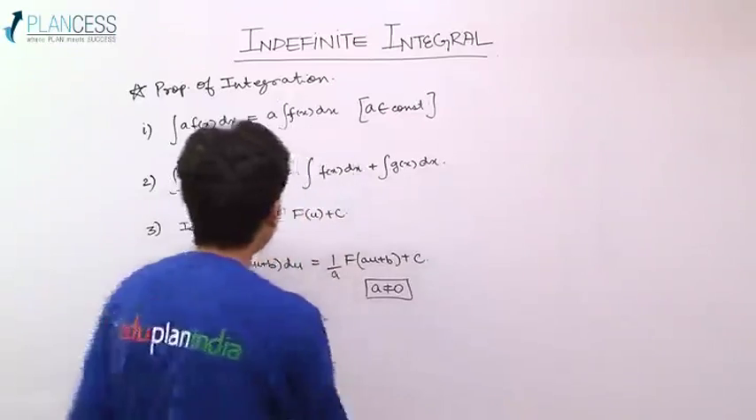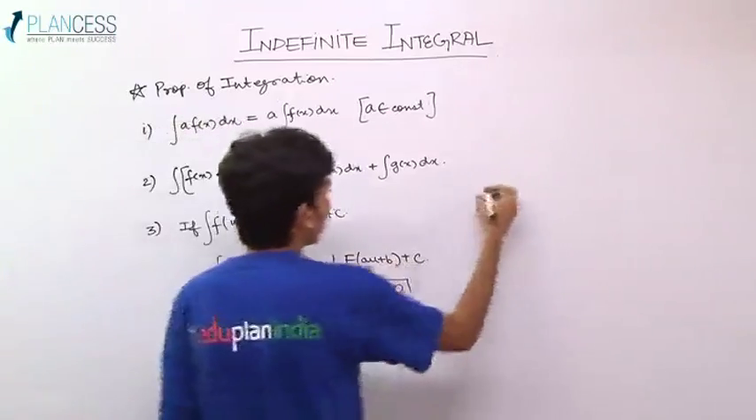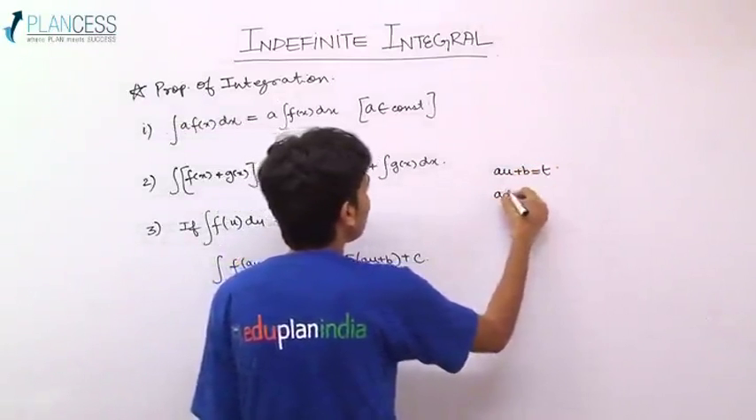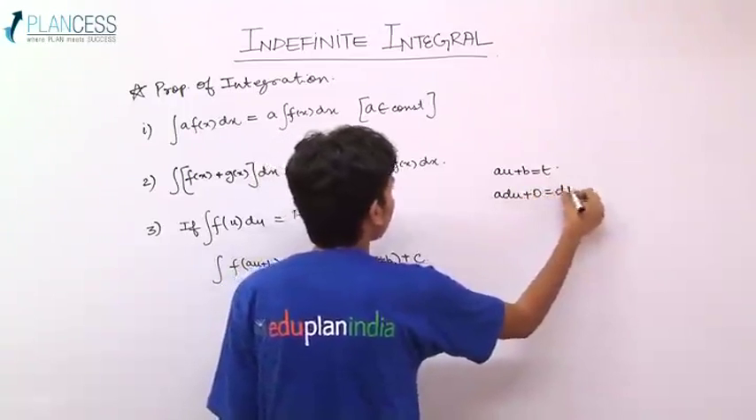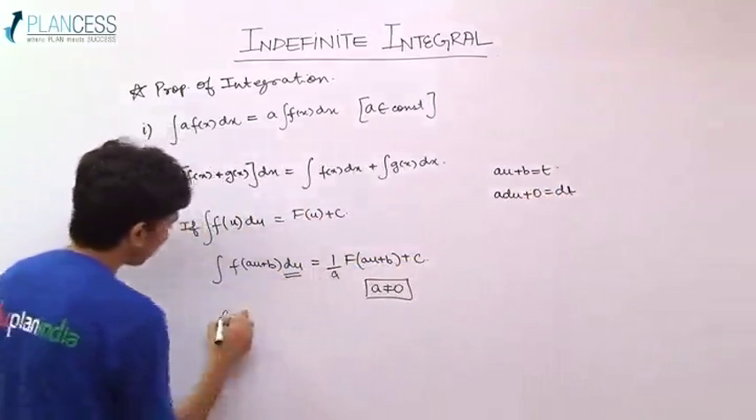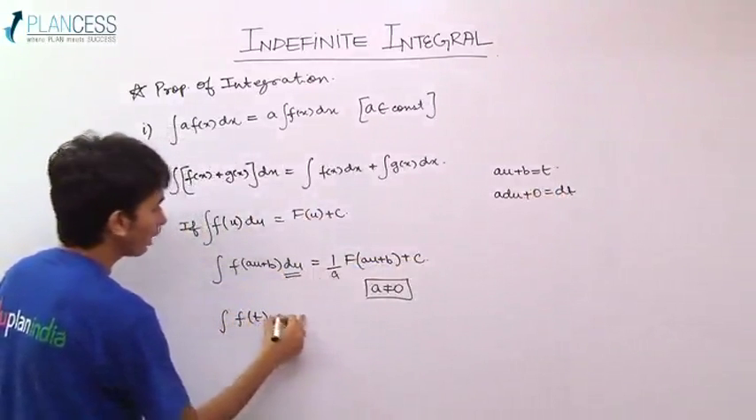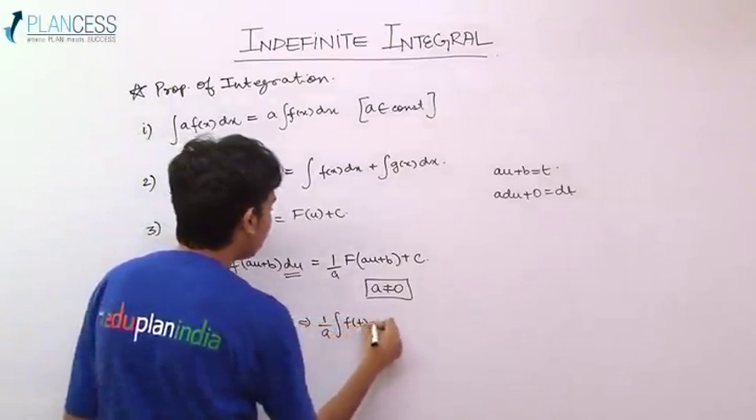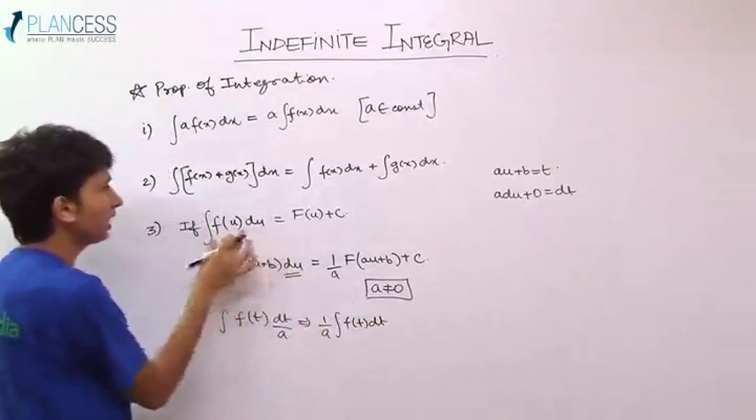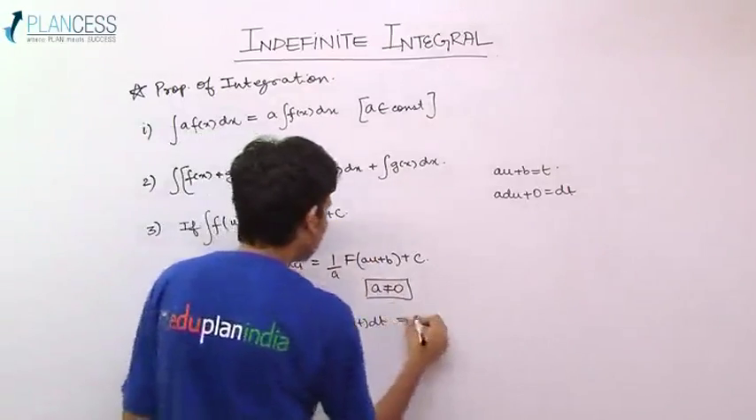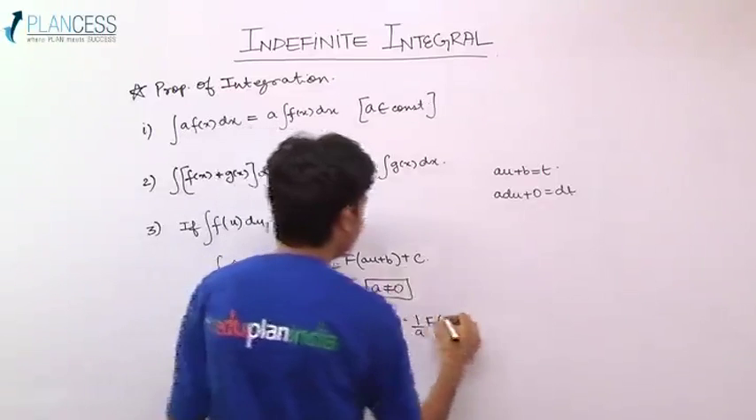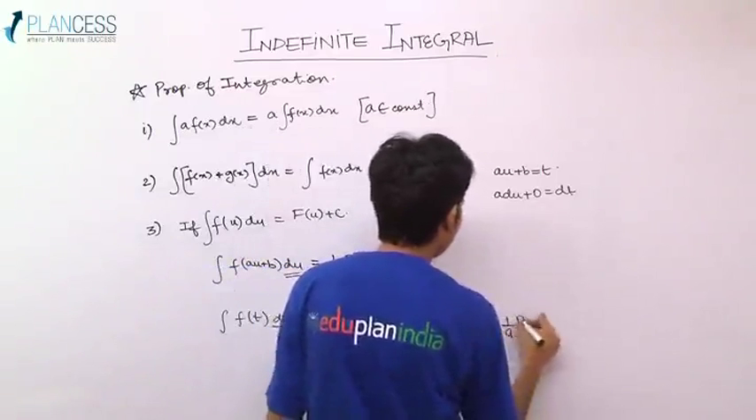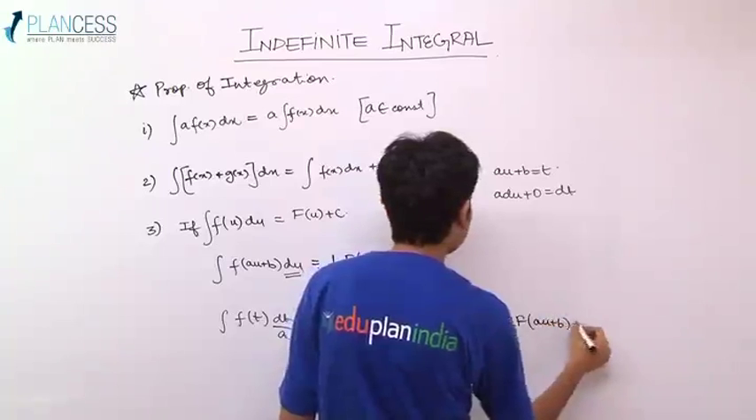So you can see here that to prove this, all you have to do is assume that au plus b is say t. Then differentiating both sides, you will see that a du plus 0 is equal to dt. So instead of au plus b, I am going to substitute t, and du becomes dt by a, and this is nothing but 1 by a times the integral of f(t) dt. But what do we know about this? We are already given that the integral of f(u) du is capital F(u) plus c. So this is 1 by a capital F(t) plus c. Now replacing the value of t, this gives us 1 by a F(au plus b) plus c.